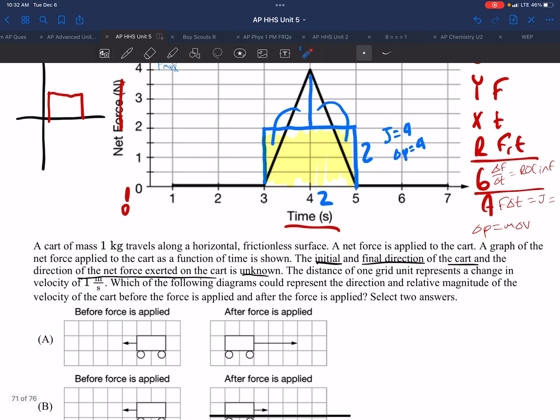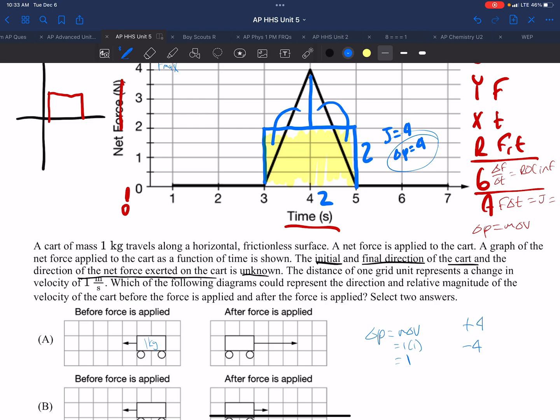So we are told in these graphs down below that on the grid, 1 unit represents the change in velocity of 1 meter per second. And since it's 1 kilogram, we have 1 kilogram in each block is 1 meter per second. Well, the change in momentum is 1. And we know the change in momentum from our area calculation is 4. So we're looking for a change in 4. And that change, remember, can be plus 4 or it can be minus 4.